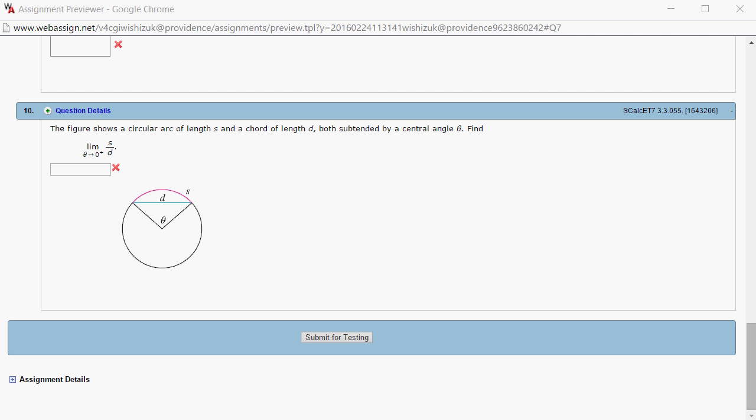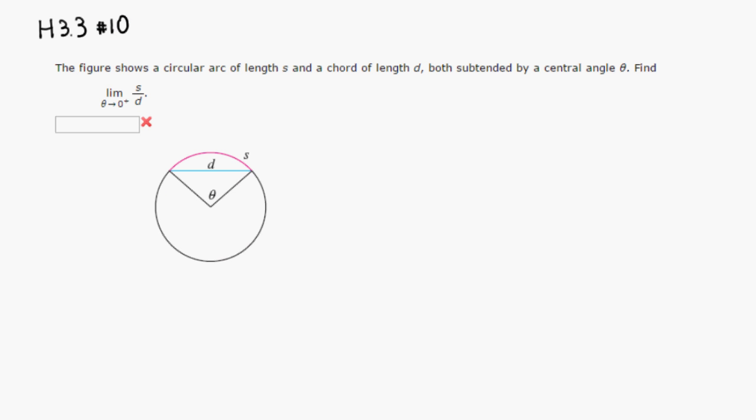Alright, let's look at homework 3.3, problem number 10. Let's evaluate the limit of s over d in this figure as theta approaches 0 from the positive side. Alright, so let's do that.